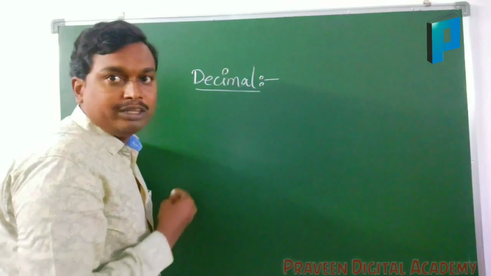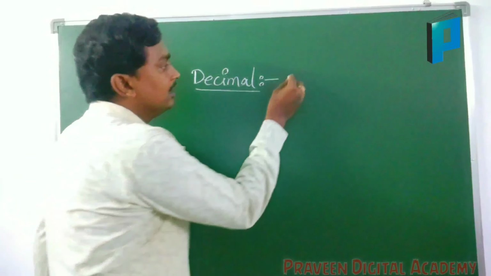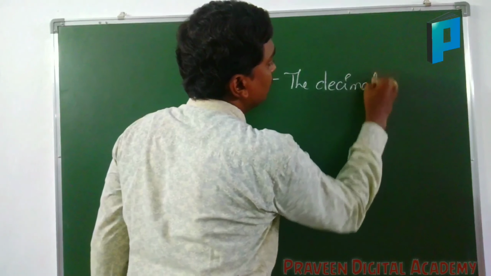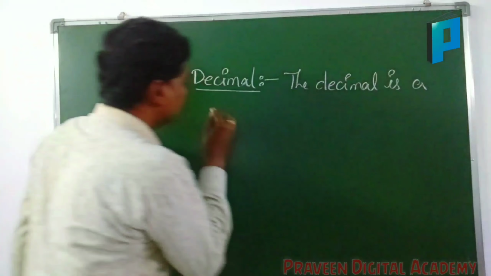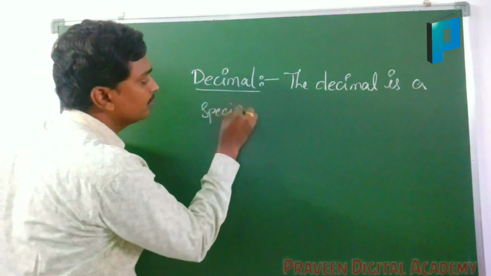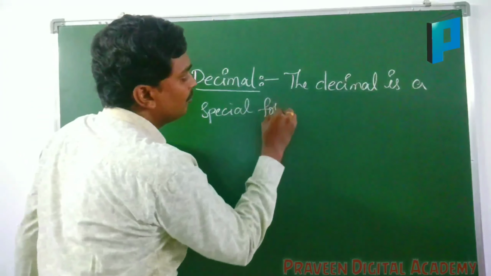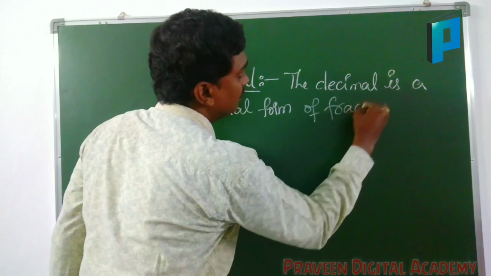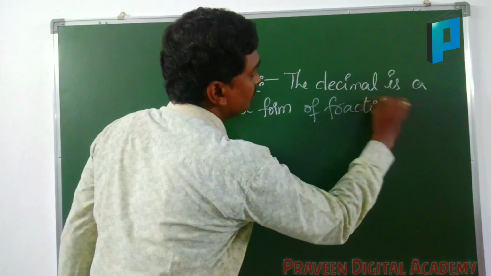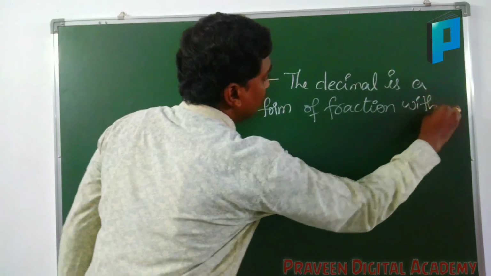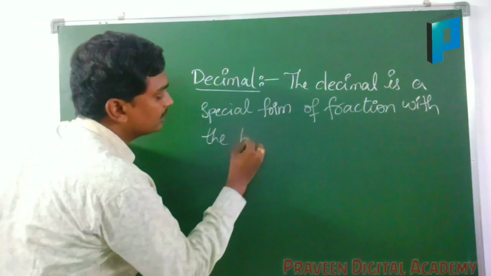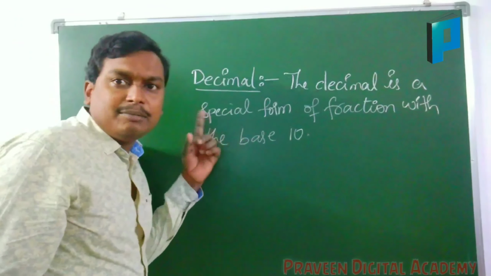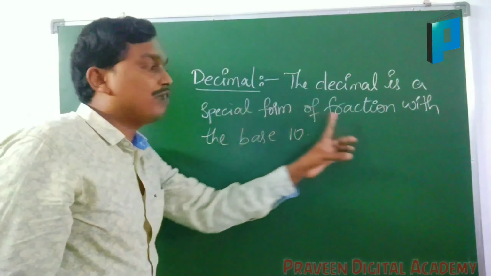Here we will know the definition of a decimal. The decimal is a special form of fraction with the base 10. Here a decimal is a special form of fraction.